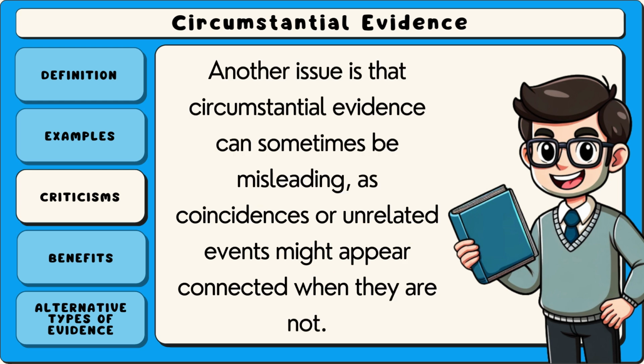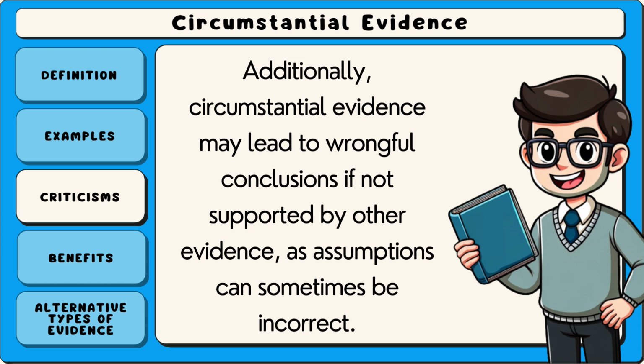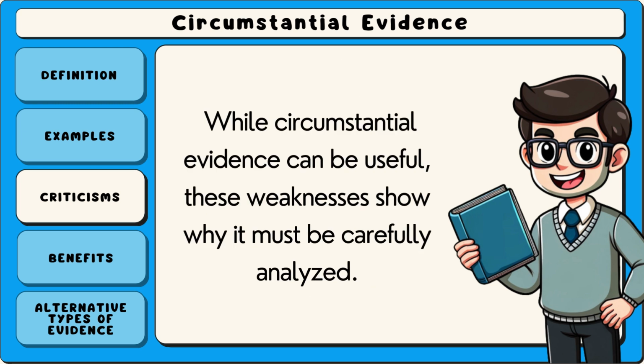Another issue is that circumstantial evidence can sometimes be misleading, as coincidences or unrelated events might appear connected when they are not. Additionally, circumstantial evidence may lead to wrongful conclusions if not supported by other evidence, as assumptions can sometimes be incorrect. While circumstantial evidence can be useful, these weaknesses show why it must be carefully analysed.